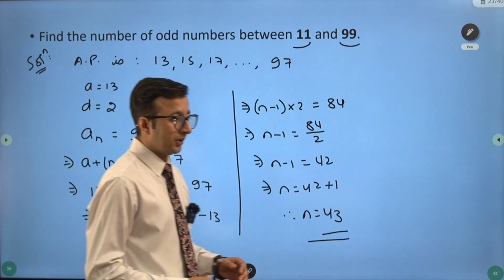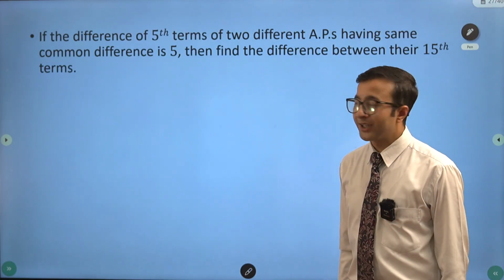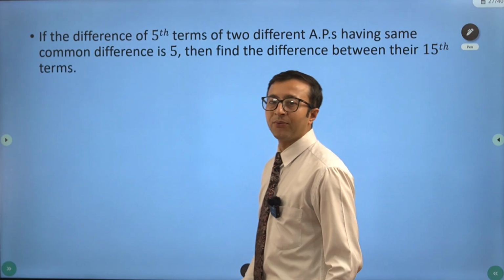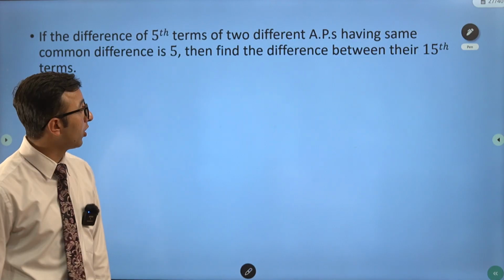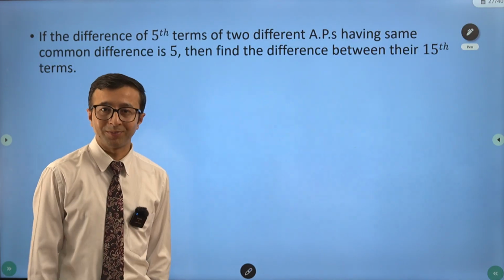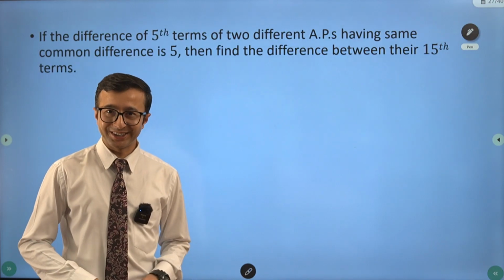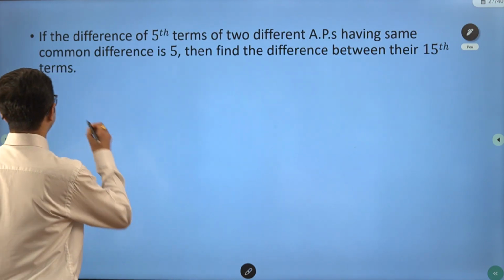So next, we'll go for the next question. If the difference of the fifth terms of two different APs having the same common difference is 5, then find the difference between their 15th terms. What are you guessing this? What may be the answer? Is it 15? Let us check it out.